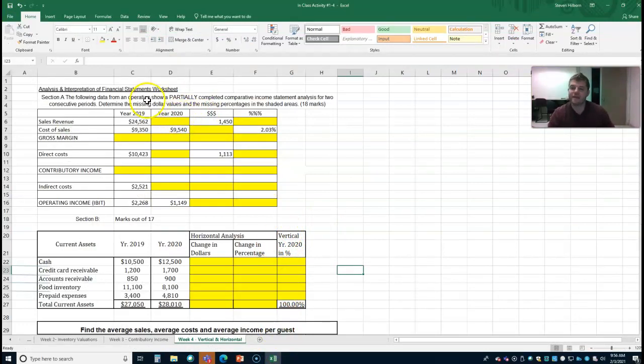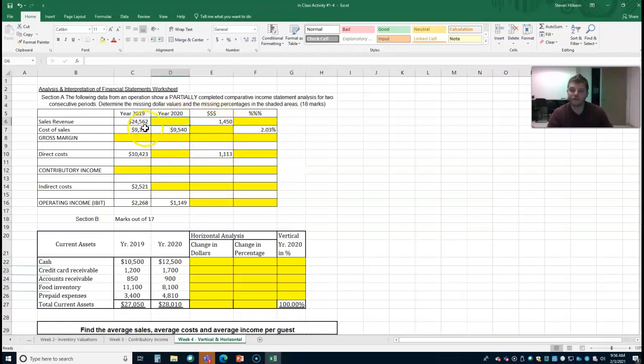This is a horizontal analysis. So we're looking at year over year and the changes. I've set it up where I've given you some amounts, and then you're going to have to find out what the others are. So I'll just do a couple here just to give you an idea.